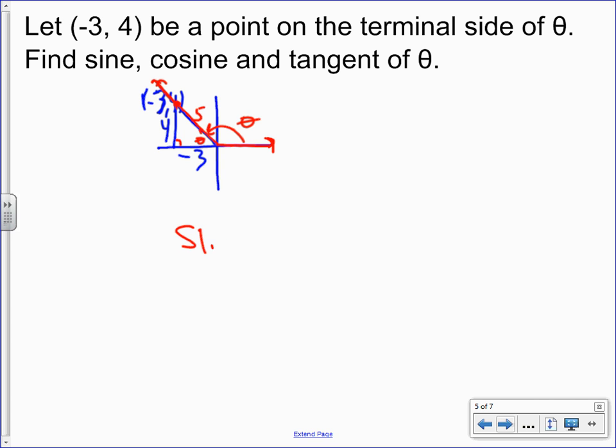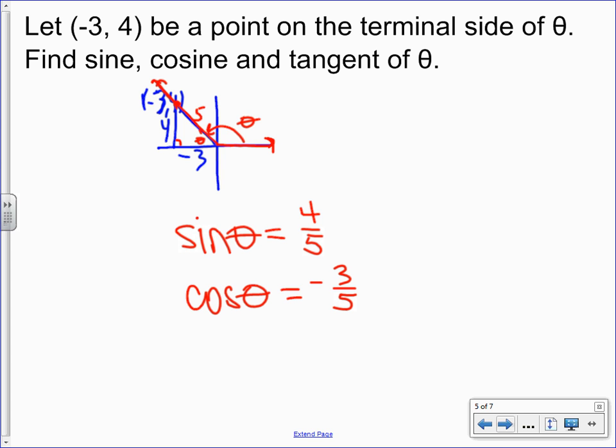So the sine ratio. Josie, what is it? 4/5. The cosine ratio. Maggie, what is it? Negative 3 over 5. Negative 3/5.